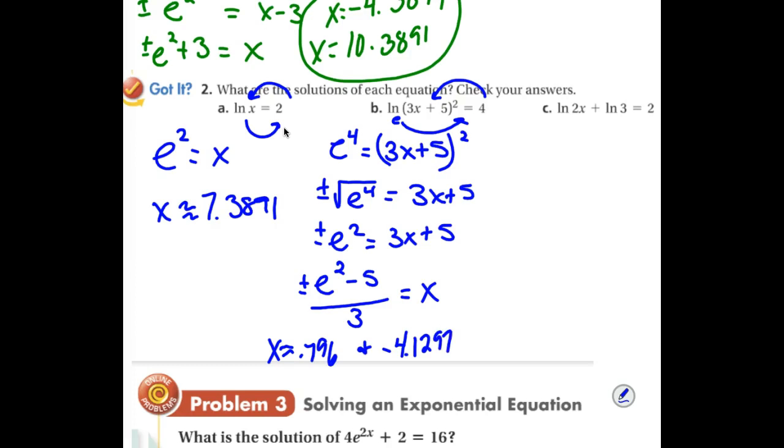Okay. Again, plugging them in. It really isn't going to matter if this part here in parentheses is positive or negative. As soon as we square it, it's going to be positive. So they both will work.